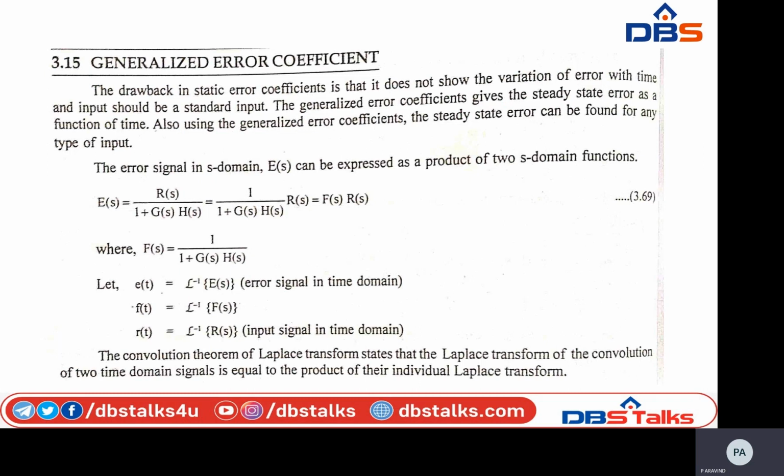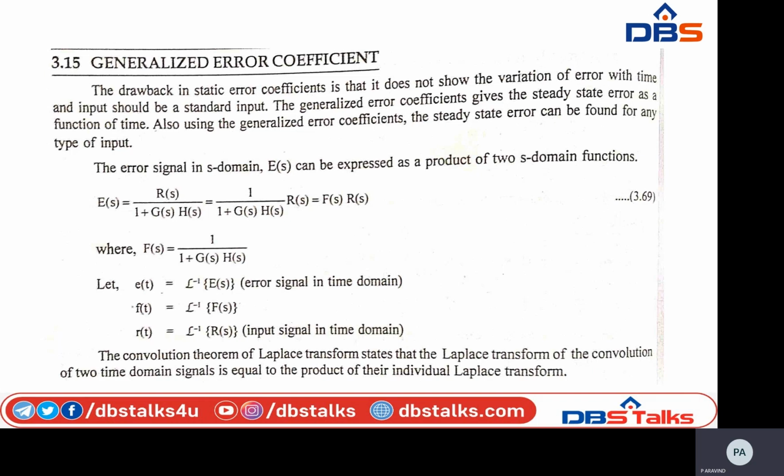In this concept, that is generalized error coefficient, the steady state error can be found for any type of input, as well as the generalized error coefficients, which give the steady state error as a function of time. But in the last class, in static error coefficients, there is a drawback, that is it does not show the variation of error with respect to time, and also the input should always be a standard input. So in order to overcome the drawback in static error coefficients, we are moving to generalized error coefficients.